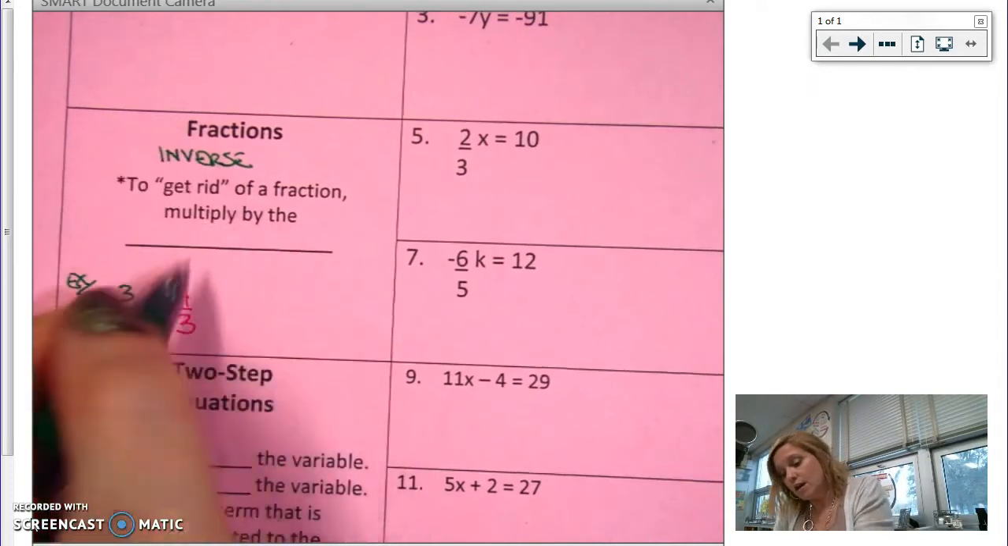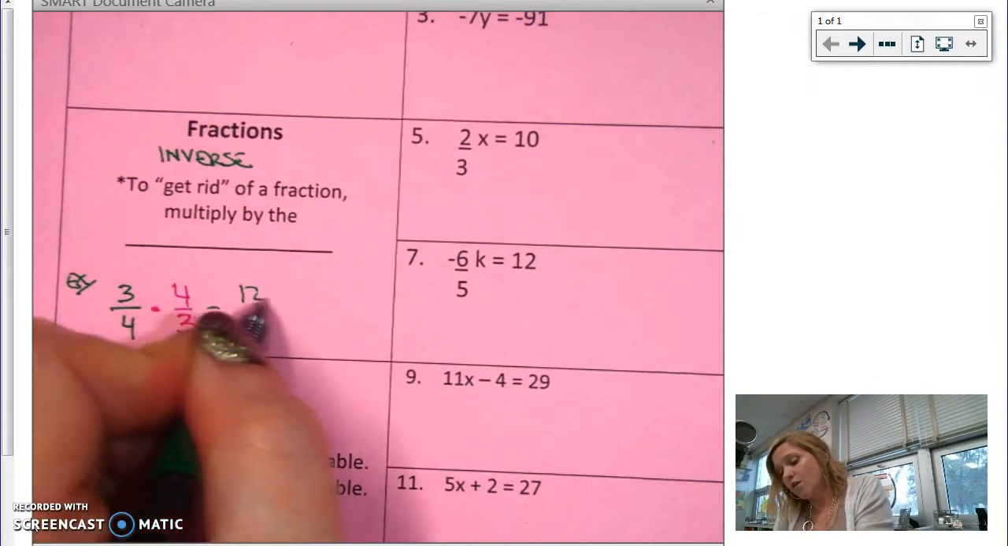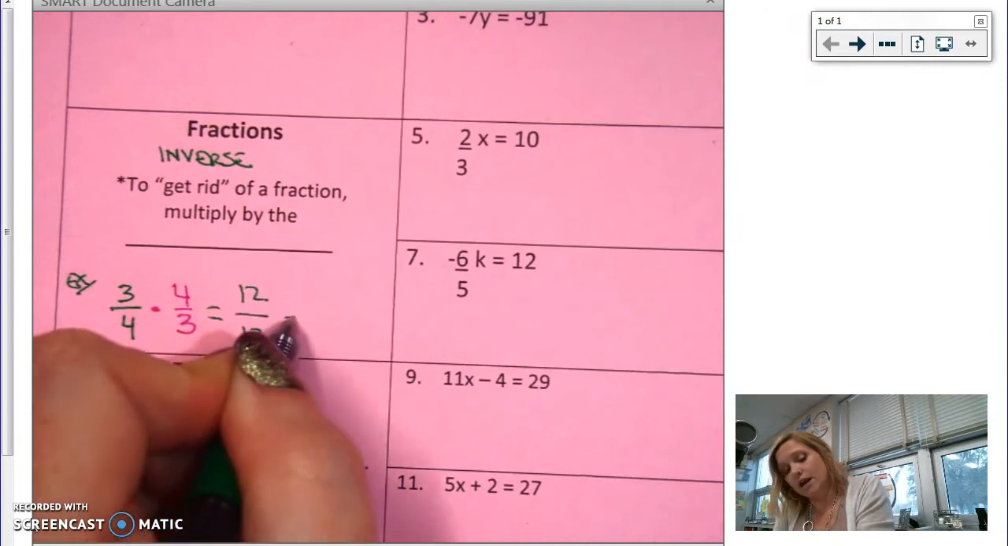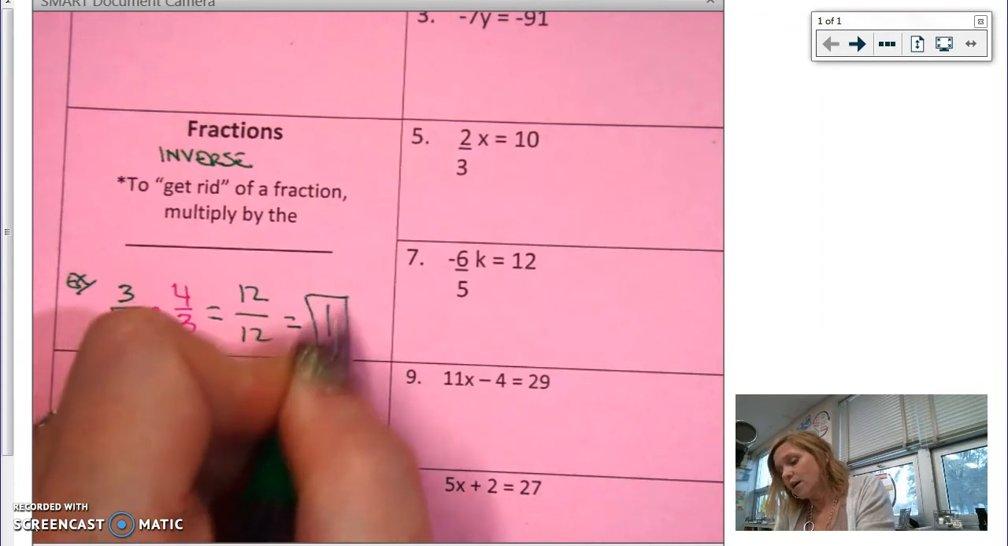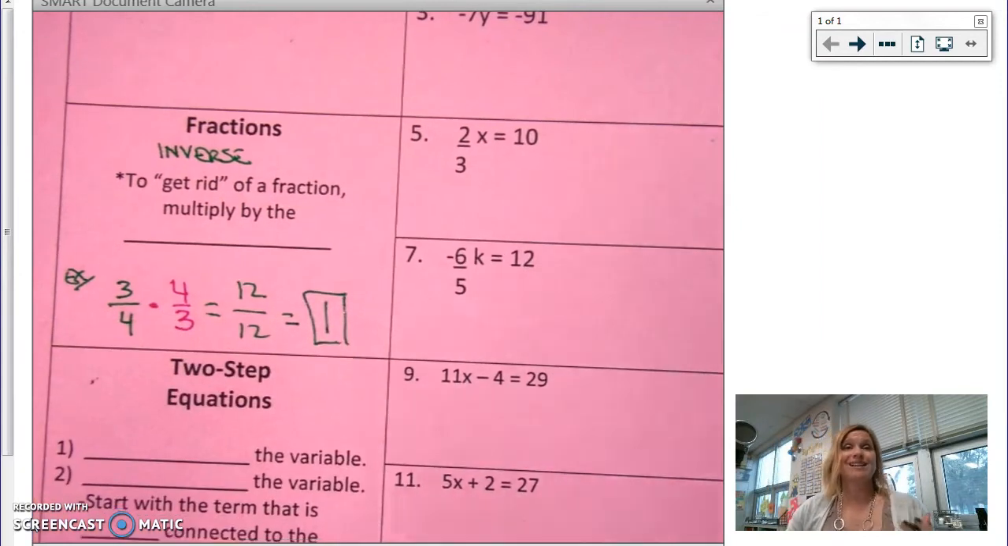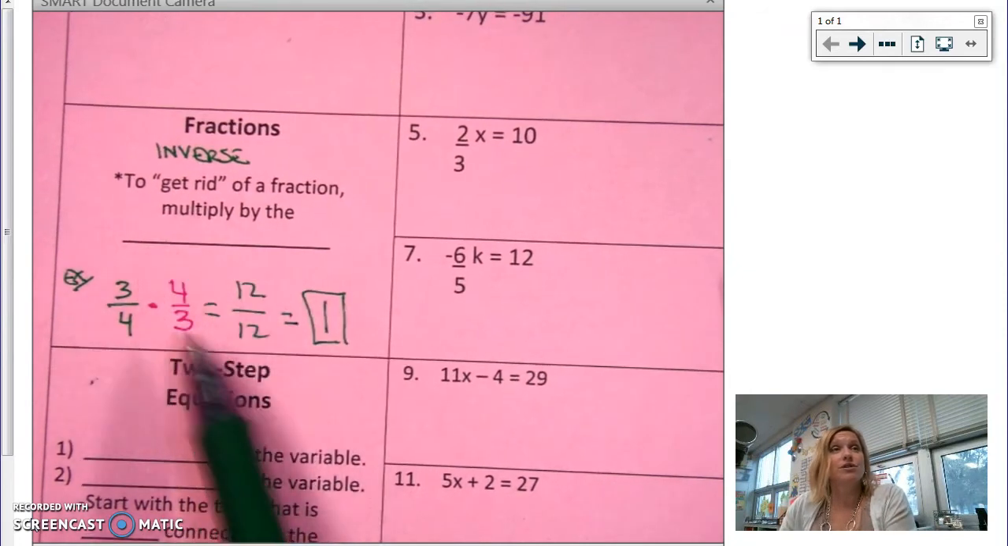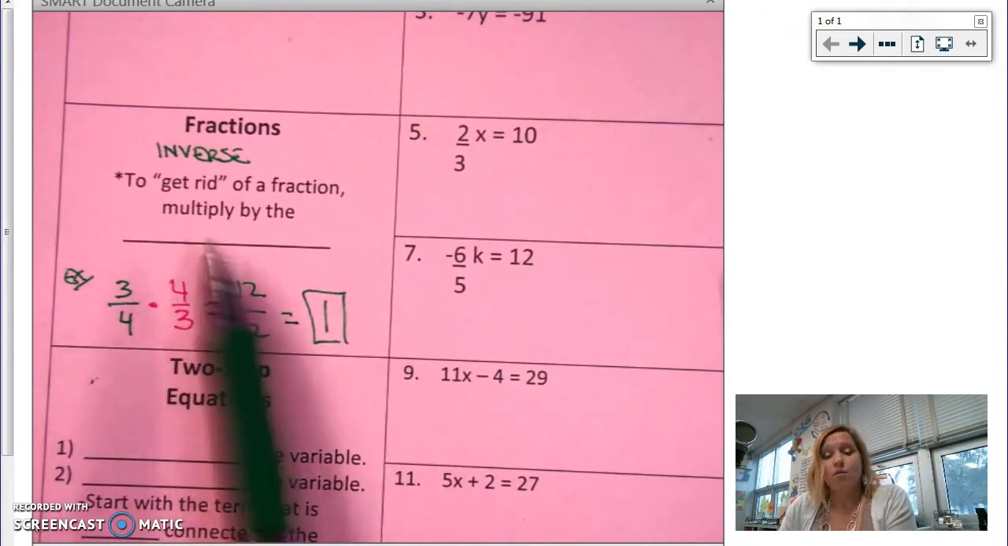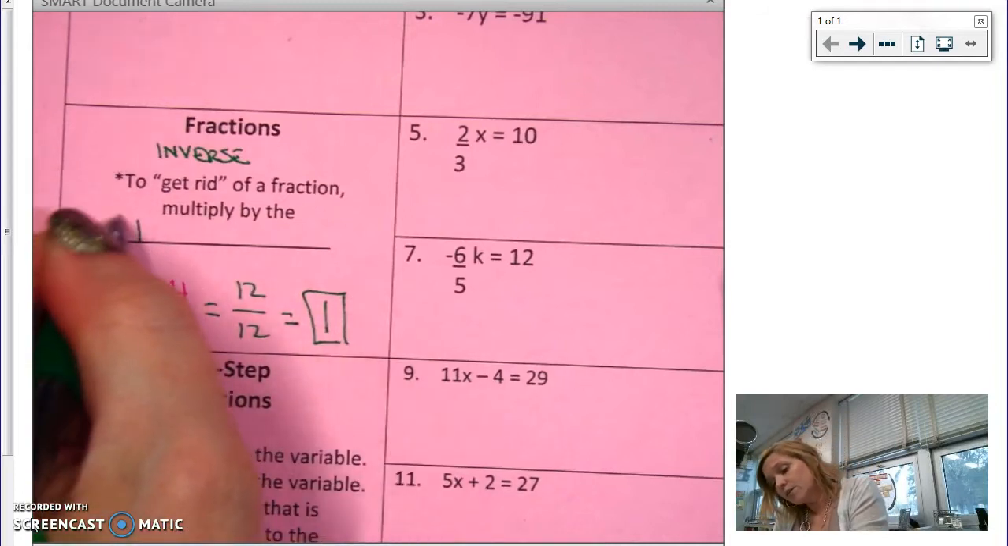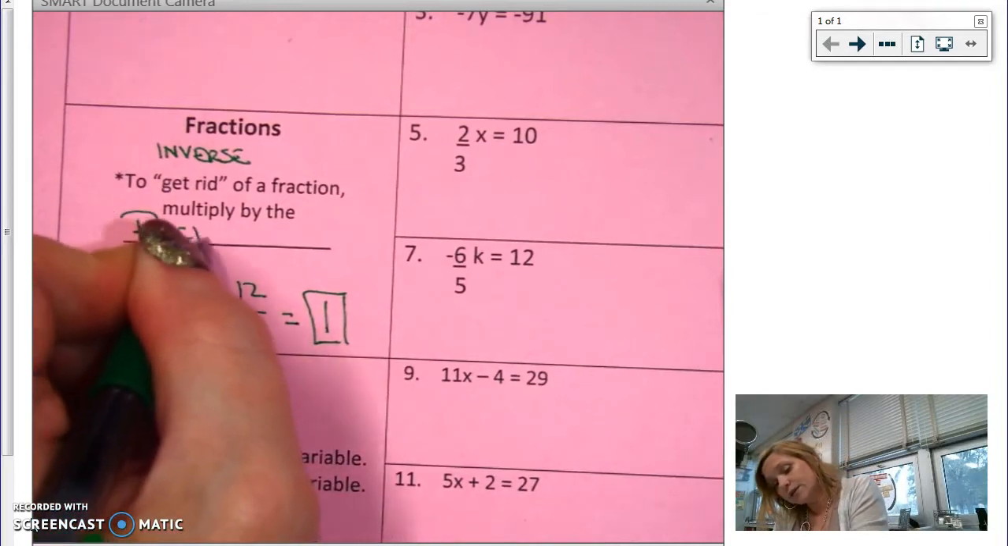And when you do that, 3 times 4 is 12. 4 times 3 is 12. So what that really does is give you an answer of 1. And that's a good number to work with because anything times 1 is the number itself. So for fractions, in order to get rid of that fraction, we must multiply by the inverse. We also call that inverse the reciprocal.